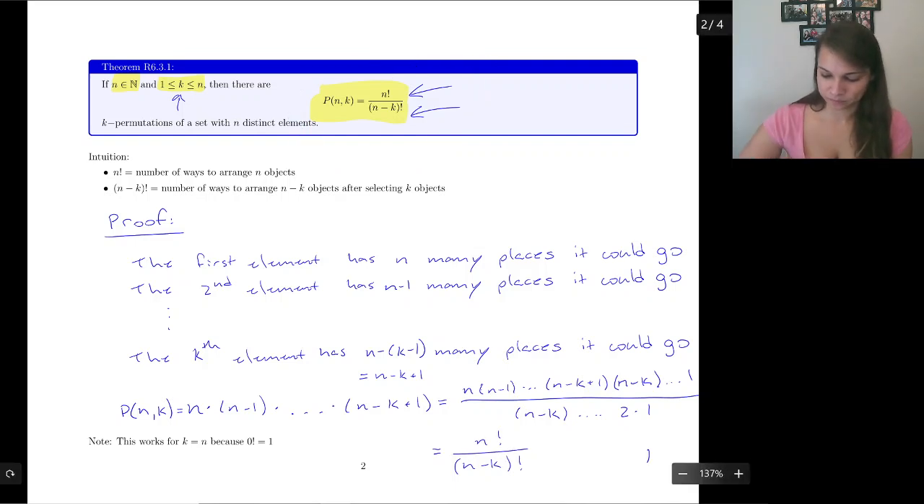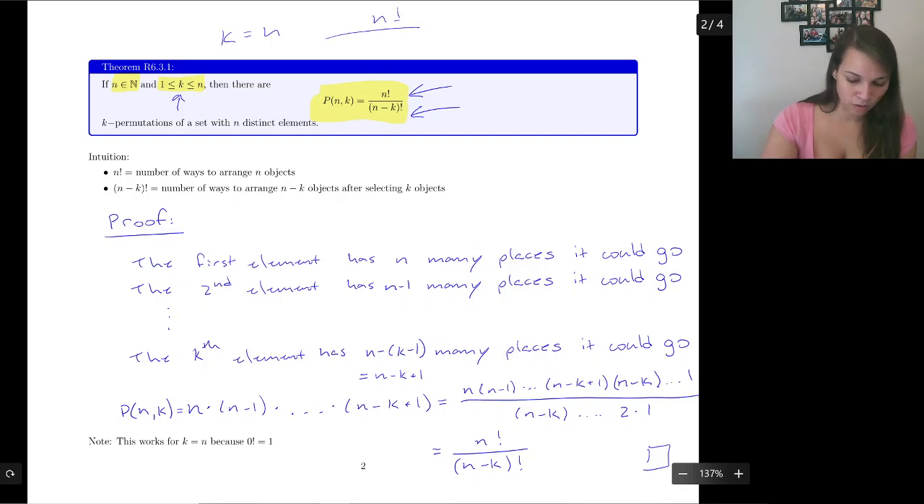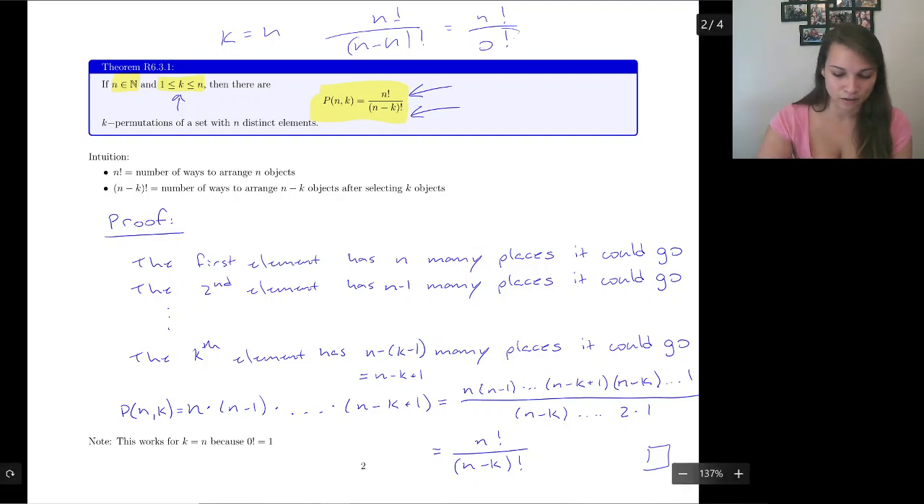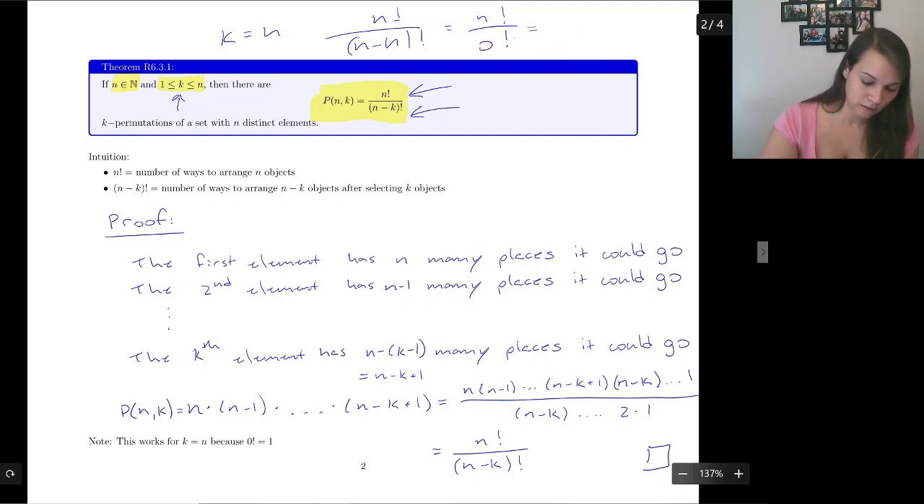Okay. Then quick note, this works when k is equal to n, because then you get n factorial over n minus n factorial, which is n factorial over 0 factorial, but that is not a problem. This is not the same thing as being over 0, because 0 factorial is equal to 1.